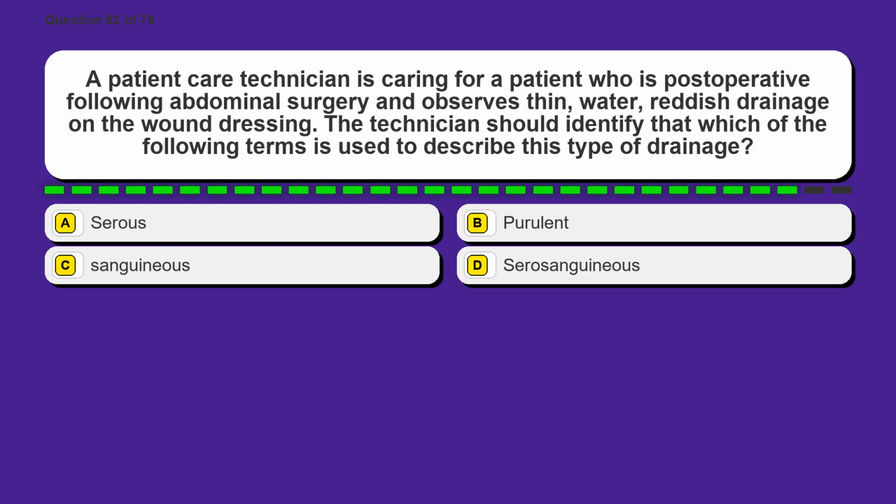Question 62. A patient care technician is caring for a patient who is postoperative following abdominal surgery and observes thin, watery, reddish drainage on the wound dressing. The technician should identify that which of the following terms is used to describe this type of drainage. Option A. Serous. Option B. Purulent. Option C. Sanguineous. Option D. Serosanguineous.